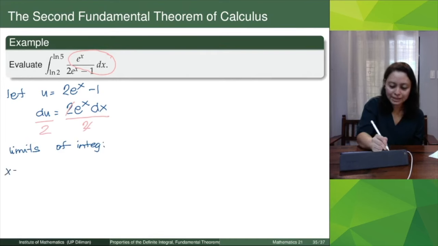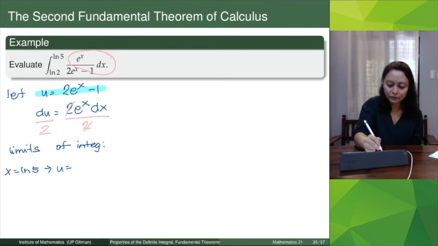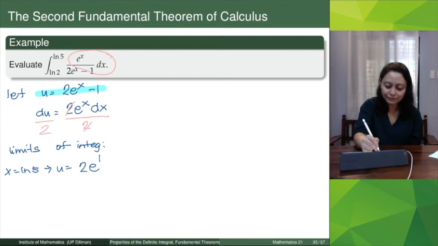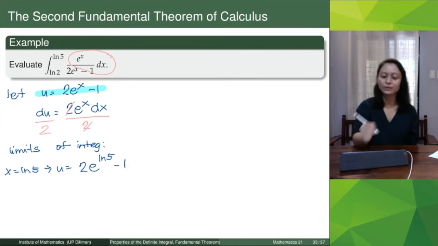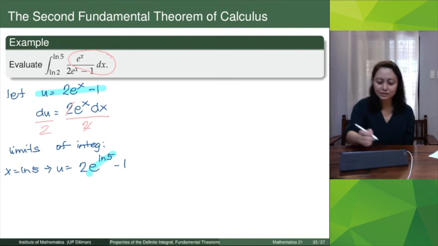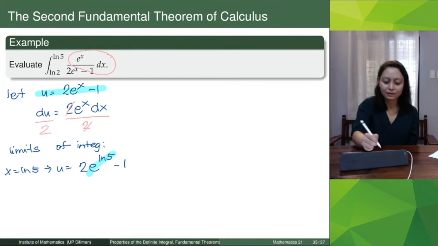Okay? If x is ln 5, u, take note ha, ito yung u, 2e to the ln 5 minus 1. Okay? Pero ano nga ulit? Itong e to the ln 5, yung e and the natural logarithmic function are inverse functions. So, yung e to the ln 5 is just equal to 5. Okay, so this is equal to 2 times 5 minus 1 or 9.